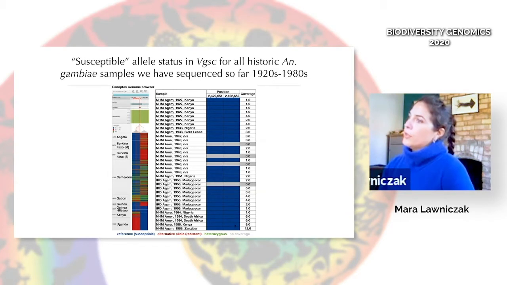And here are the historic specimens, and you can see it's all blue, it's all susceptible. So even as late as 1988 in Kenya, we are not seeing any evidence of resistance in the specimens we've sequenced so far.